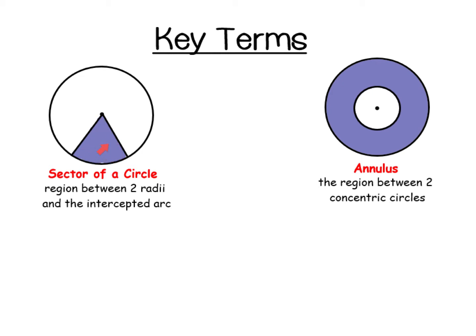That's called a sector. An annulus is like a donut. Okay, it's the region between two concentric circles. Concentric circles came up a long time ago. It just means two circles that share the same center. Okay, so it's really like a donut. So we're going to be finding areas of slices of pie or pizza and donuts. Okay, so now that you're all hungry, let's do some math.